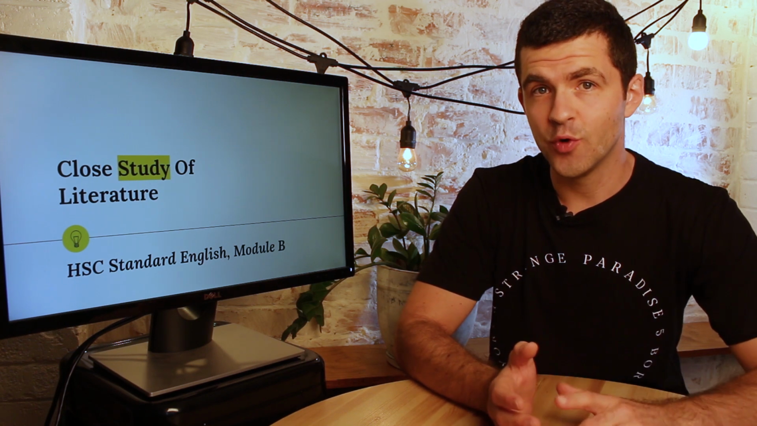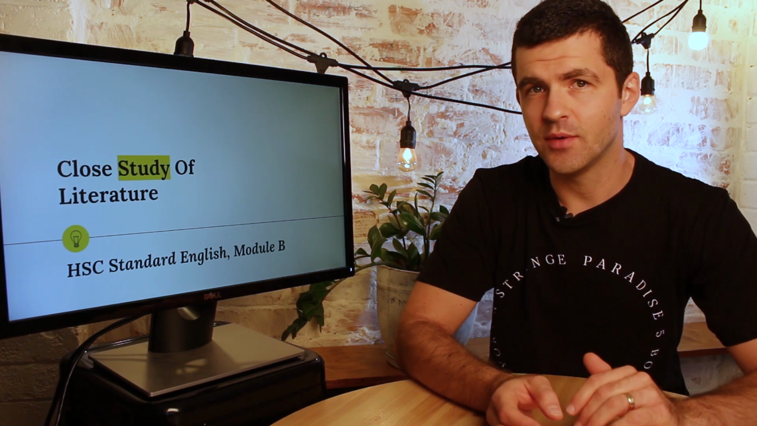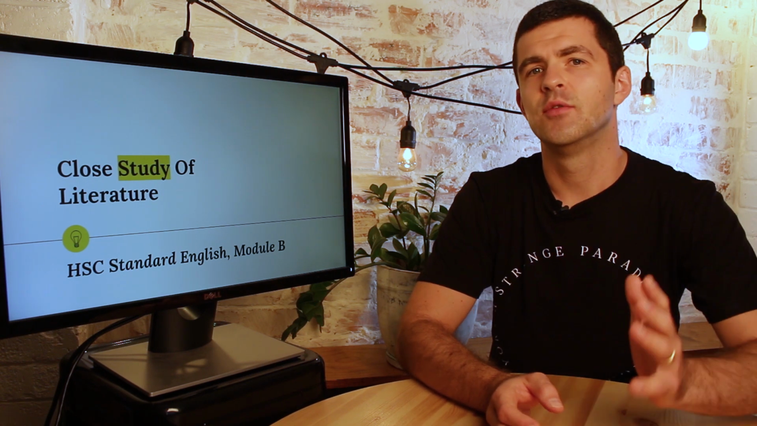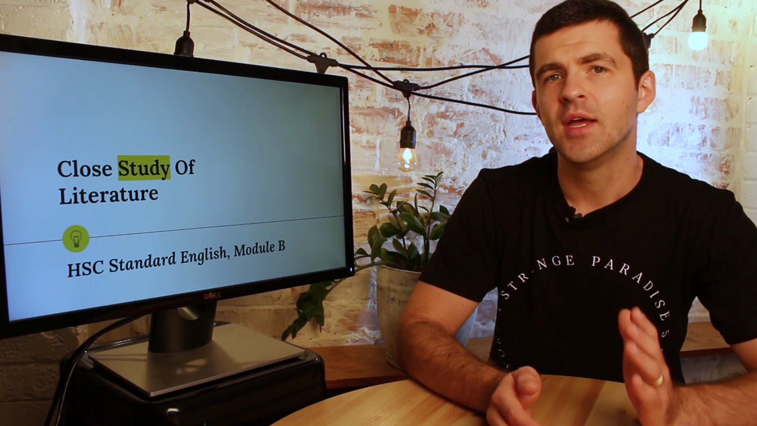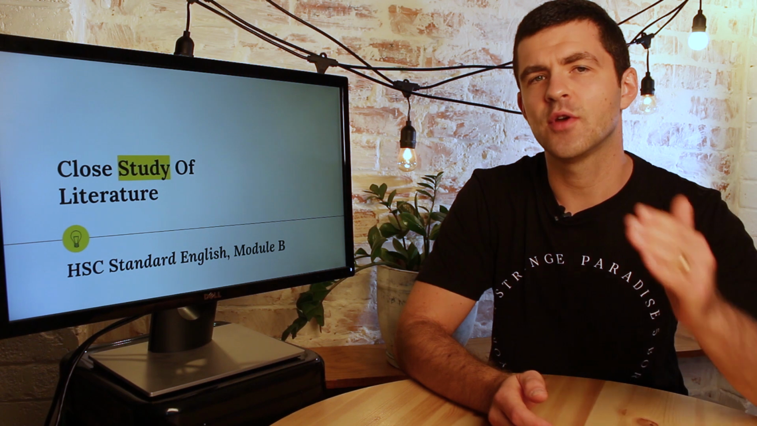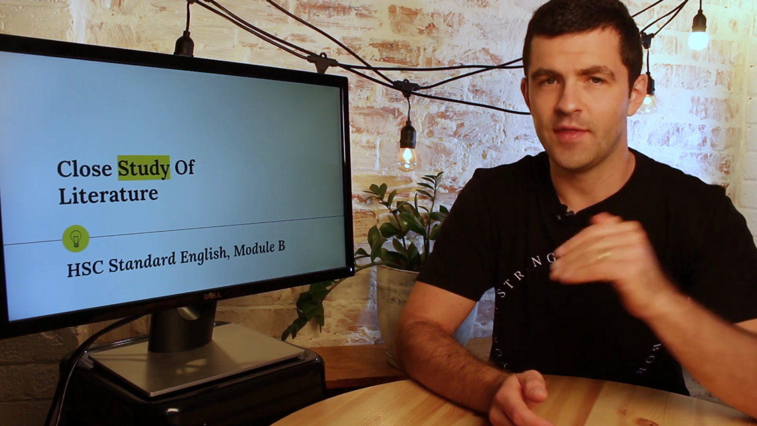So we're going to grab the rubric, so make sure you've got a copy of that. If you can't find it, just search HSC Standard English rubric Module B and it'll turn up. Let's dive into it. We'll have a look at it and then I'm going to translate as we go so that it makes it a little bit easier to understand what they're actually trying to get you to do.